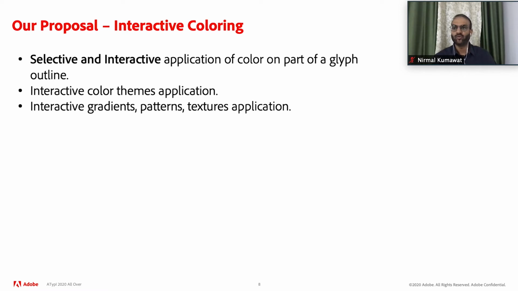So let's come to our proposal, interactive coloring. We propose a powerful method of interactive coloring in typography where one can selectively and interactively apply color on a part of a glyph. One can apply a new and rich color theme over the existing color theme of a color font. Also, a designer can choose and interactively apply gradients and patterns to a part of a glyph while the text is still live.